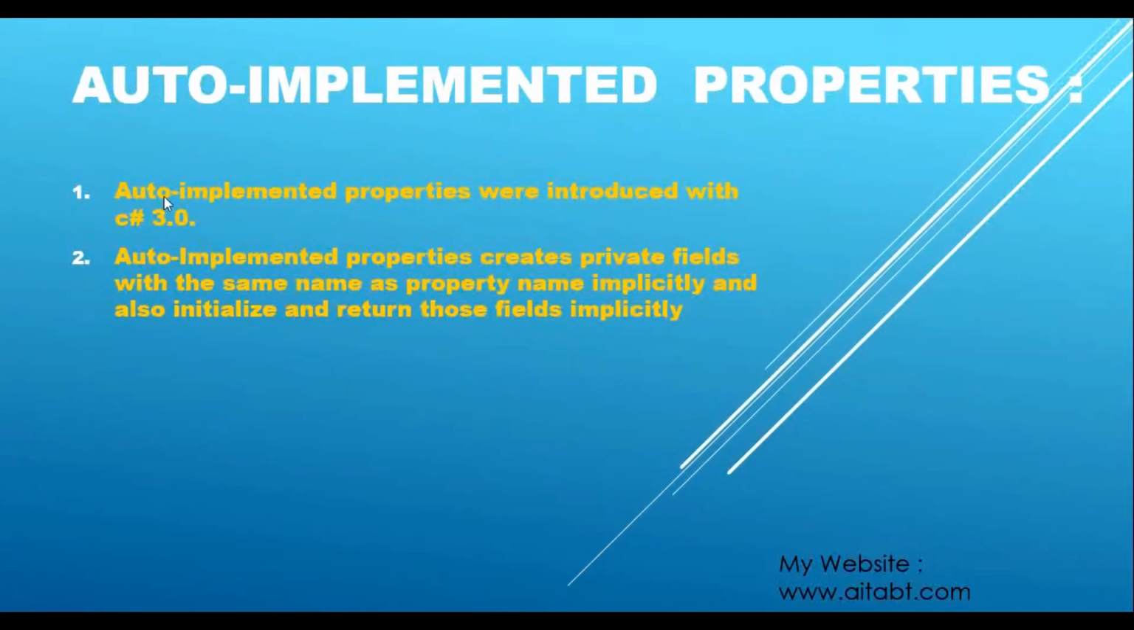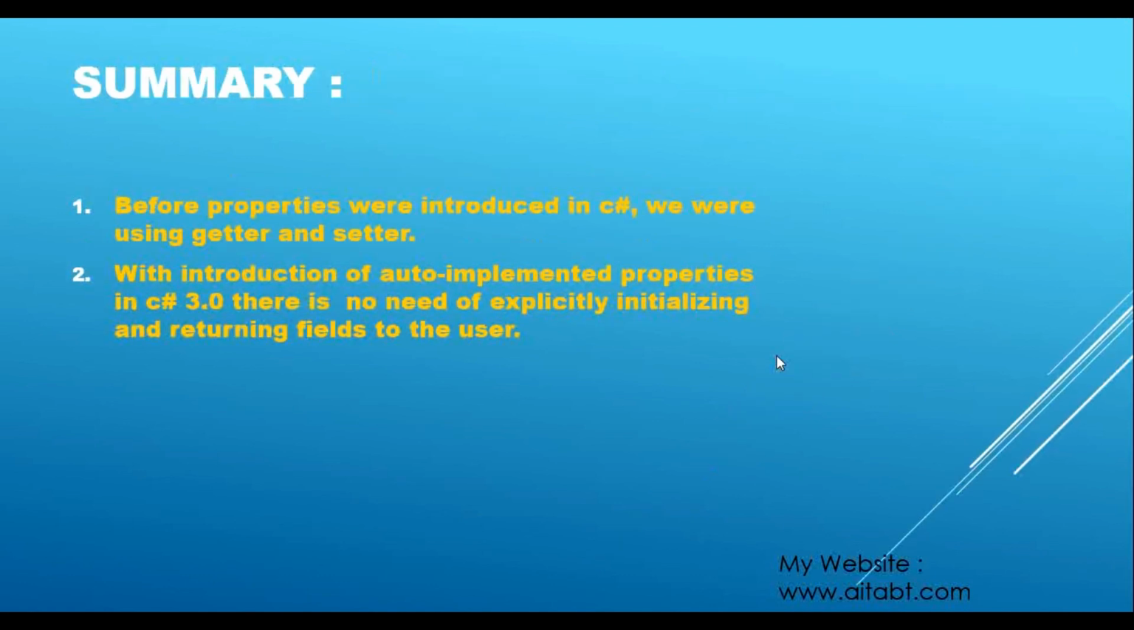So that's what it is saying. Auto implemented properties were introduced with C# 3.0. And what it says is that auto implemented properties implicitly create a private field with the same name as the property name, and also implicitly initialize and return those fields. So you don't need to worry about the fields, that is initializing and returning them. That is nothing but an auto implemented property. So let's quickly see the summary.